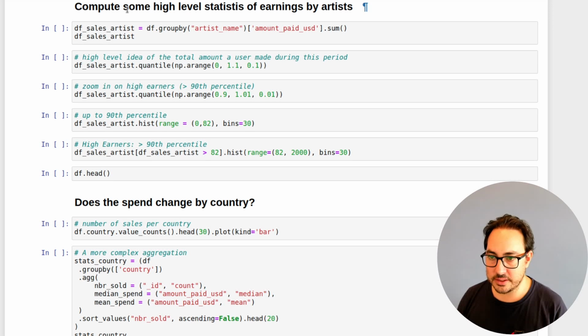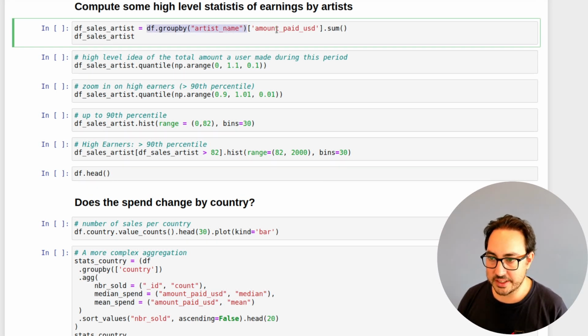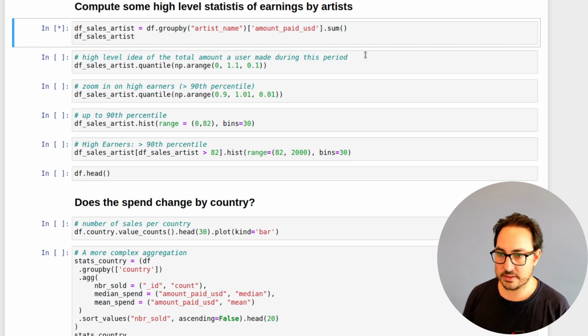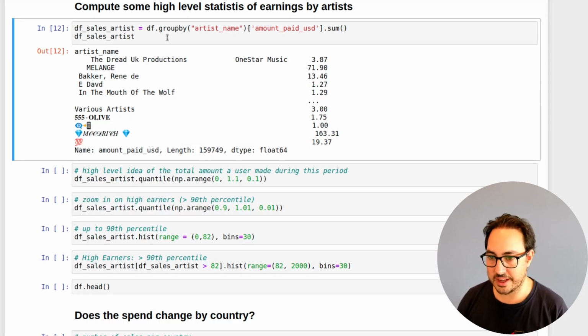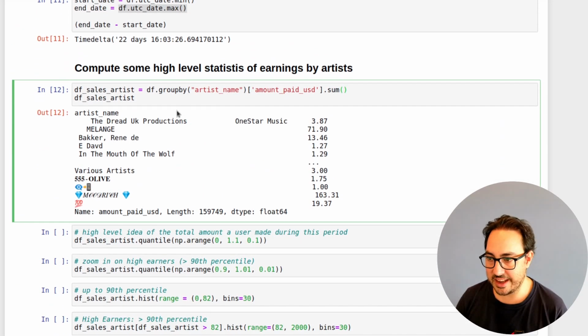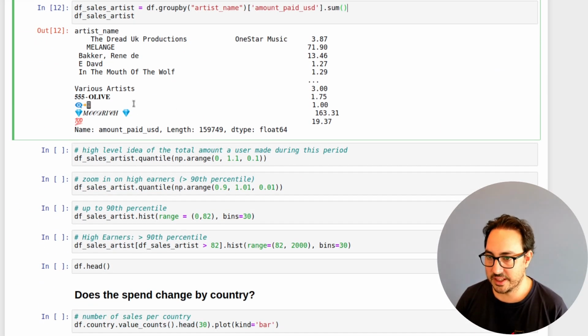Okay, I'll start doing some high level statistics about the earnings of the artists. Here I'm grouping by the artist name, just keeping the amount paid in dollars column and taking the sum. So let's see how this looks. Okay, here we can see that there are 159,000 artists. Each has their total amount paid. You could divide this by 22 to get a daily number if you wanted.